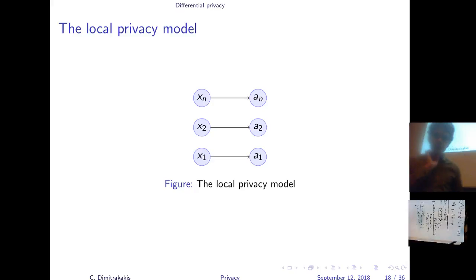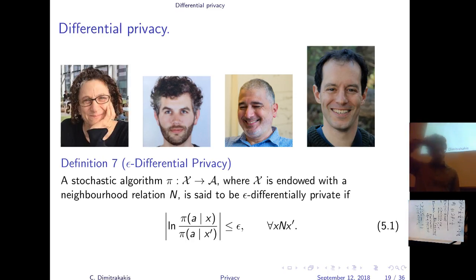Okay, so this is what we call the local privacy model, because here every person has their own data, and their own data is individually randomized in some way. And these people have actually created the concept of differential privacy. I guess this is Cynthia, this is Kobbi, and one of them is Adam Smith, and one is Frank McSherry.